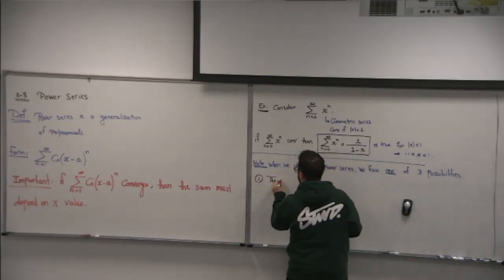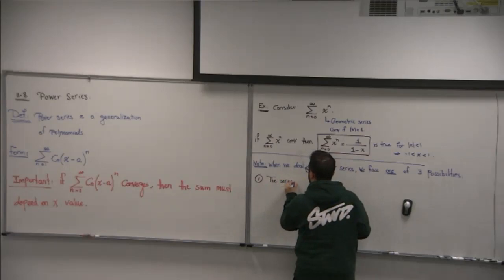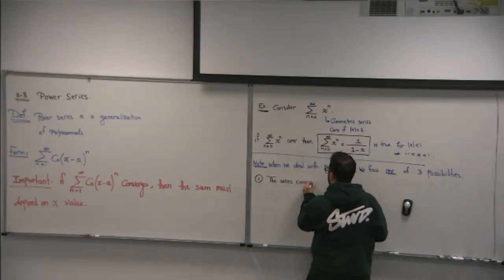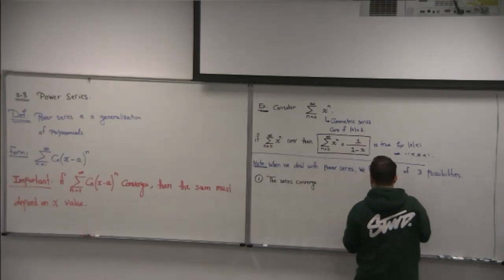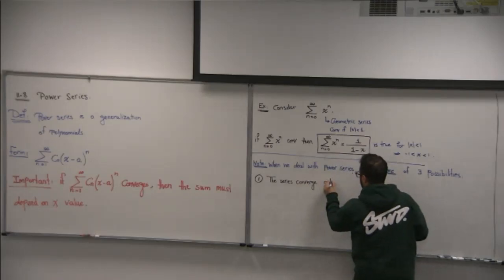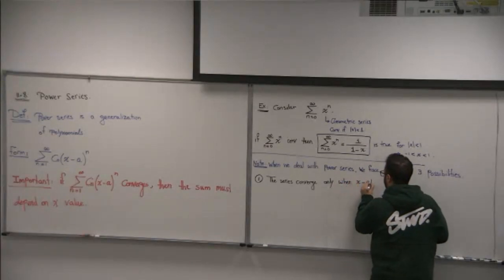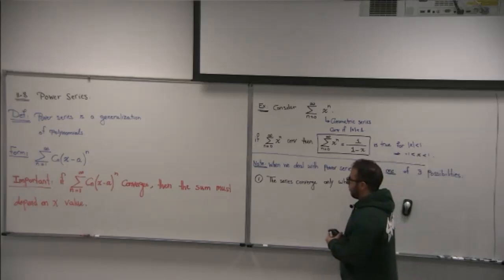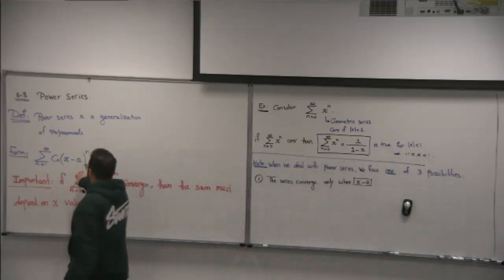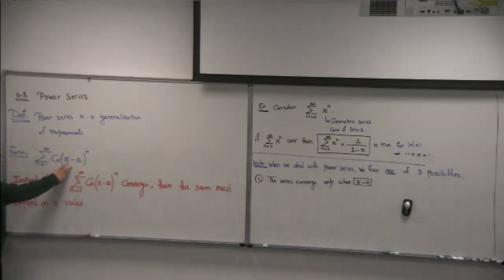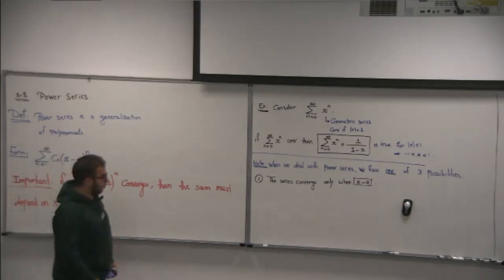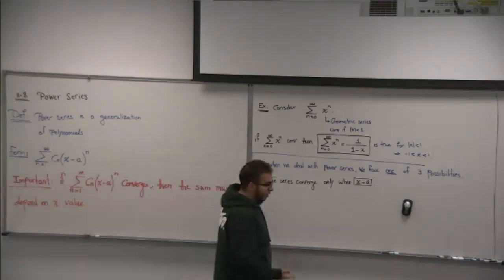The series converges only when x equals a. What does that mean? Look at this. If x is equal to a, then a minus a, that's 0. So you are summing 0 plus 0 plus 0 plus 0. So this statement is true. The series converges only when x equals a.